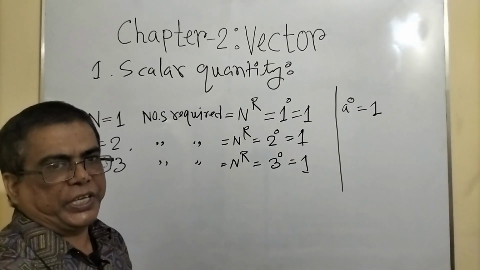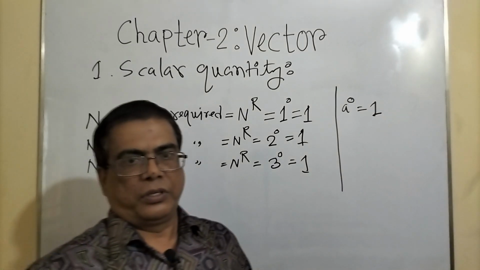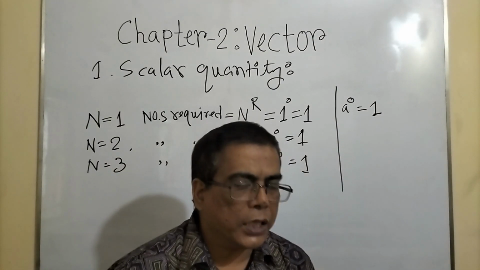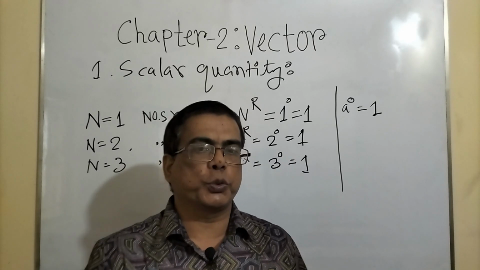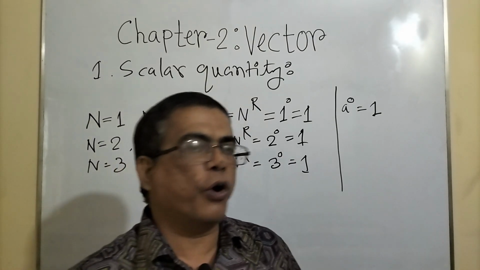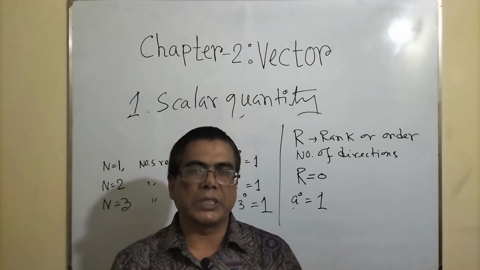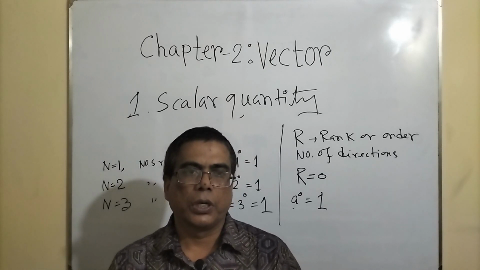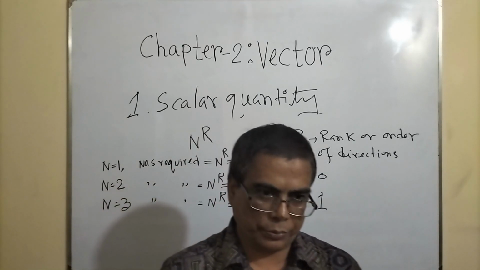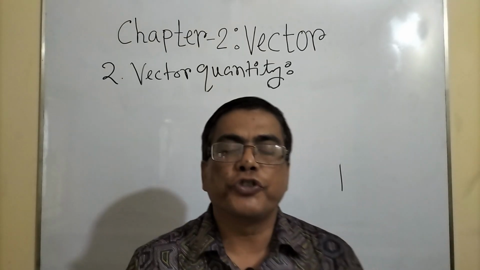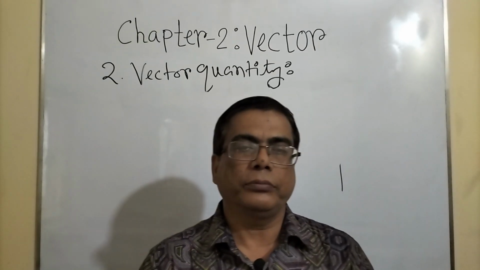So, we see here in every case, when a scalar quantity is in one-dimensional space, two-dimensional space, or three-dimensional space, the numbers required to represent a scalar quantity always need a single number. Now we see what is vector quantity.